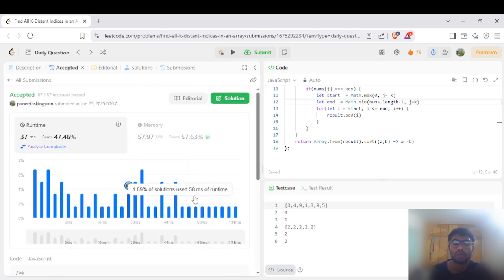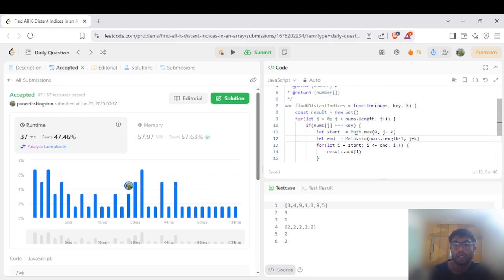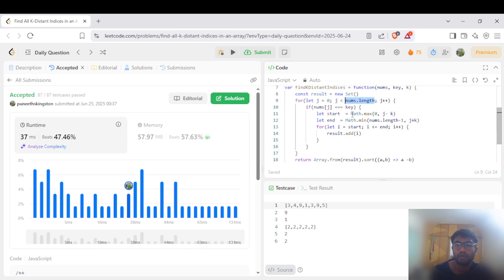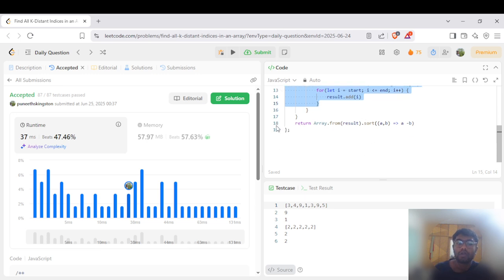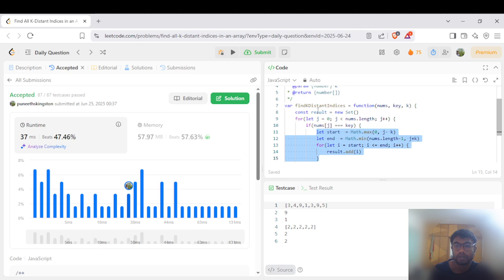As you can see, the solution gets submitted. Time complexity would be O of n and k, as we are iterating n times through the nums.length and also k times with respect to this operation here, right? And space complexity would be O of n, as we are storing it in a set.